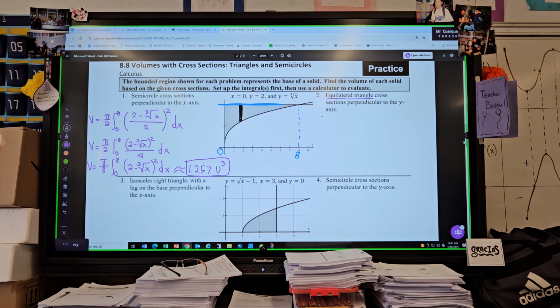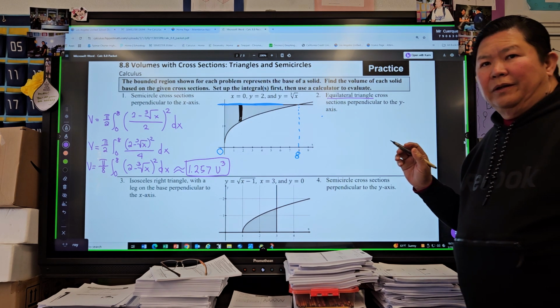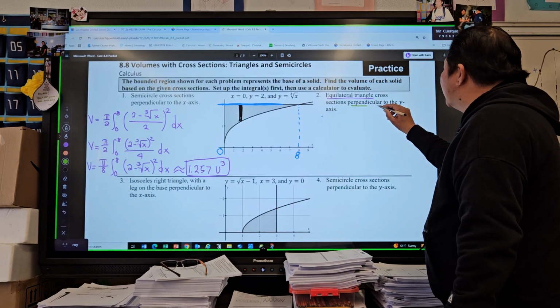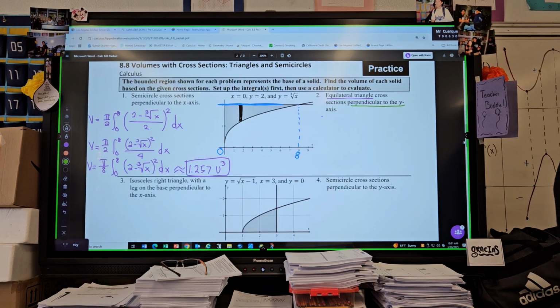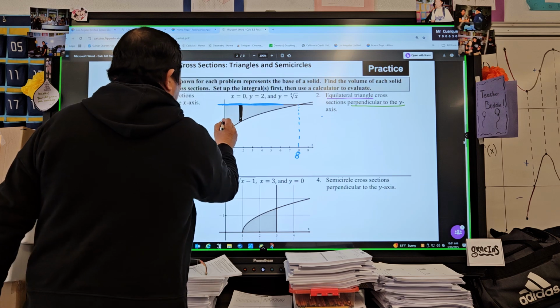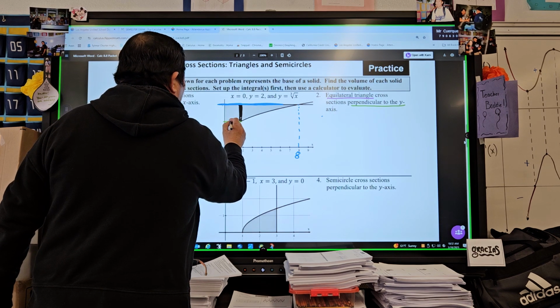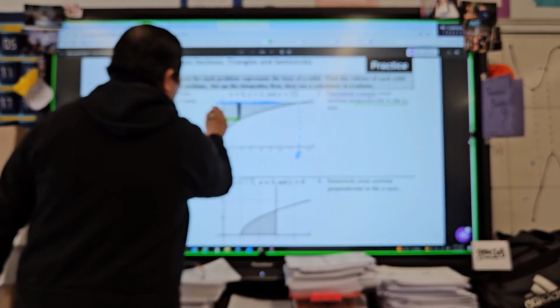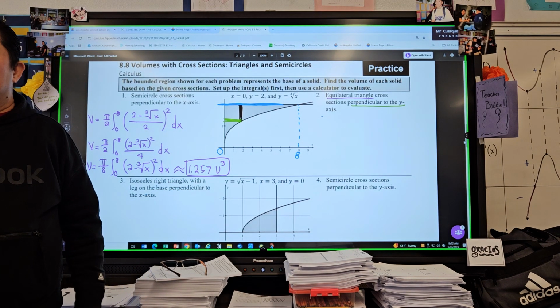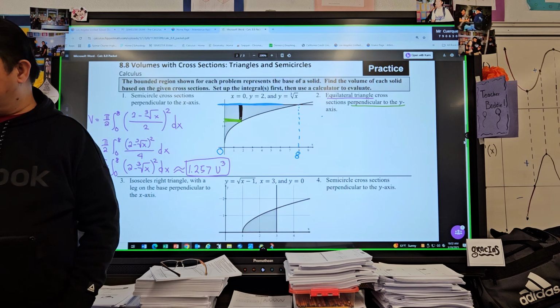But careful, it is perpendicular to the y-axis. So what to do? We have to equate each other. So you need to be careful. Perpendicular to the y-axis means it's going to be this way. So what is our limit now, if it is perpendicular to the y-axis? From 0 to 2. So can you do it now?